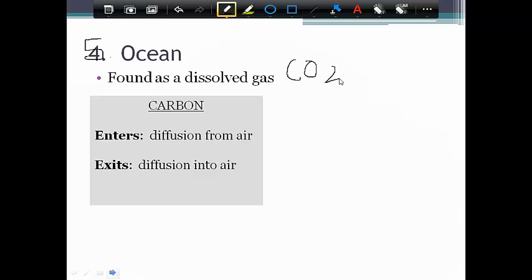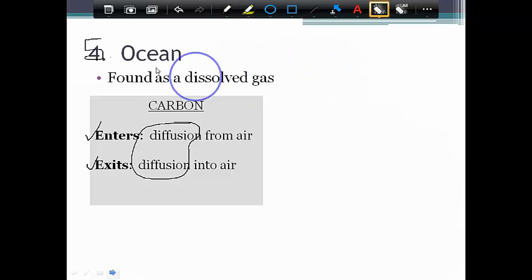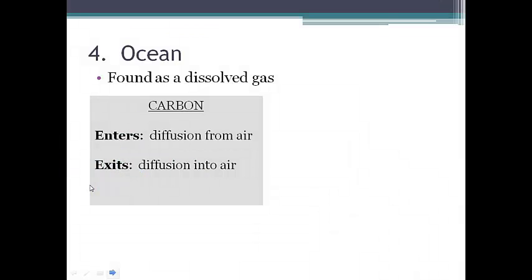So the ocean is kind of the same way. It can have dissolved carbon dioxide in it. The process that moves it in and out, so enters and exits, is diffusion. Okay, so this diffusion can cause that carbon dioxide to go back and forth between the air and the ocean. All right. We'll move on to the last part here.